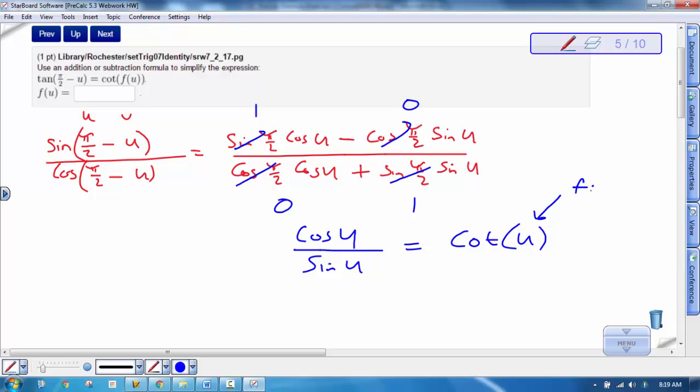So they want to know what that is. They called that f of u. What function is that? Well, it's just cotangent u.